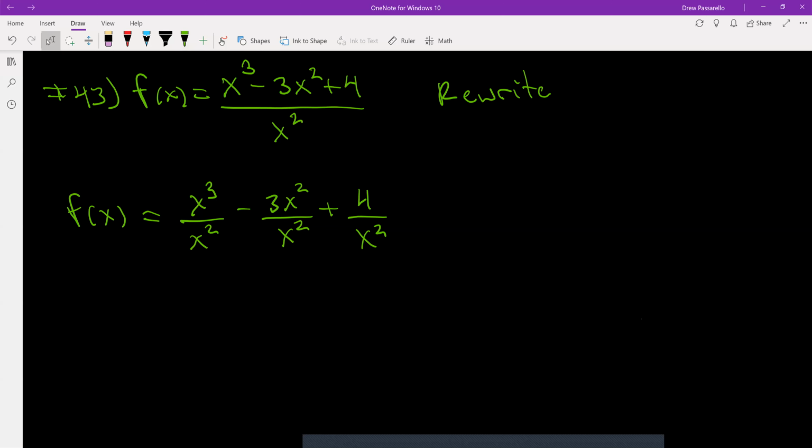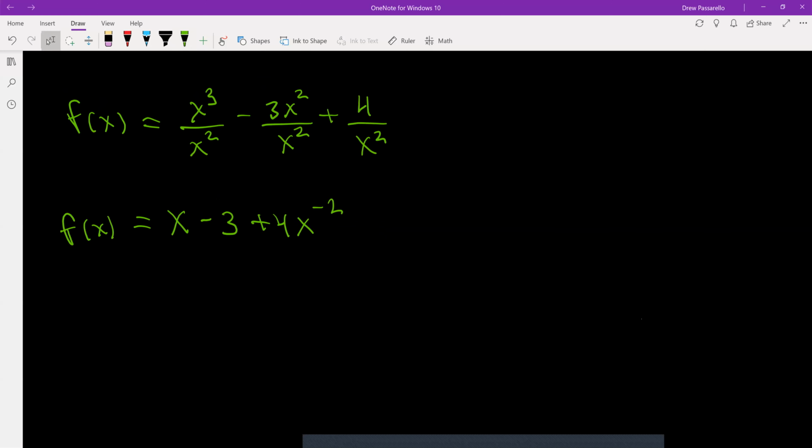All right, so x cubed over x squared becomes x. So f of x is equal to x. The x squares cancel out, so you're just left with minus 3. And then for the 4 over x squared, I would rewrite this so the x squared is no longer in the denominator. And that would change this to be plus 4x to the negative 2. So that way I can apply the power rule.